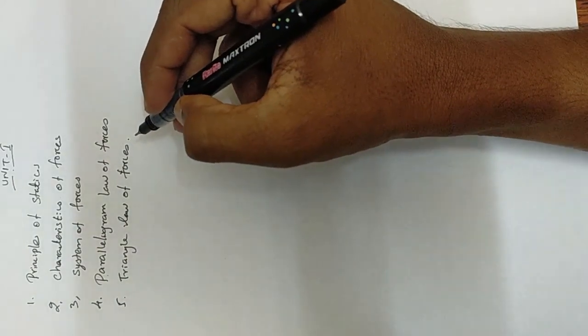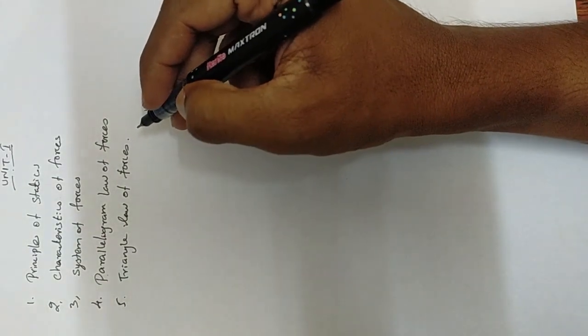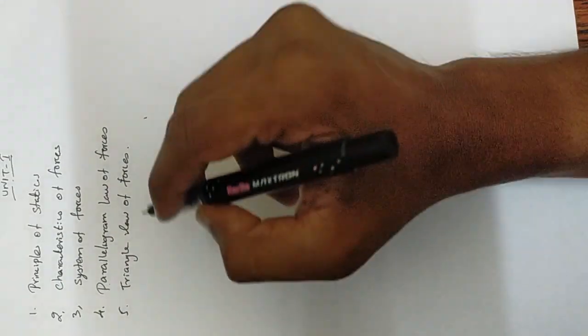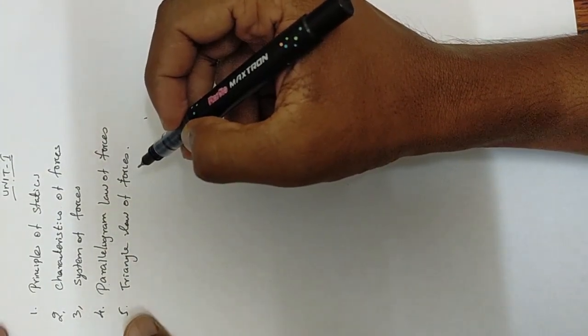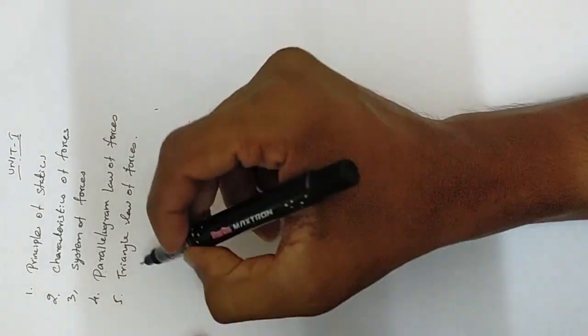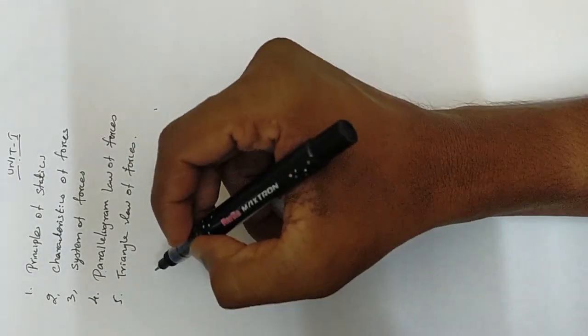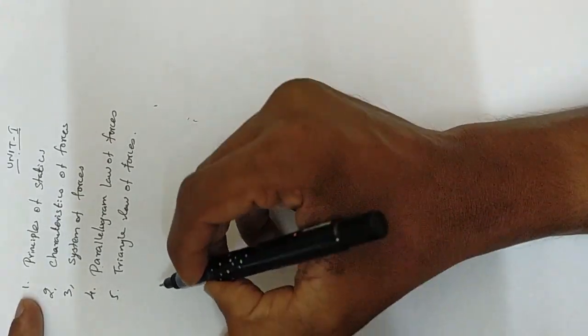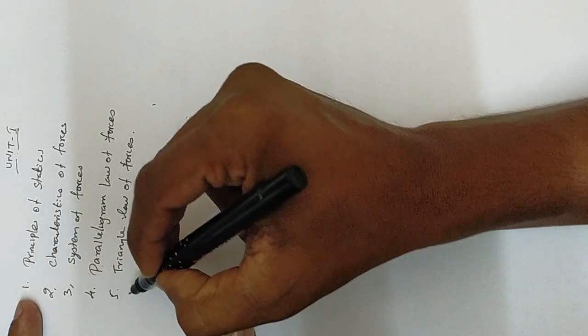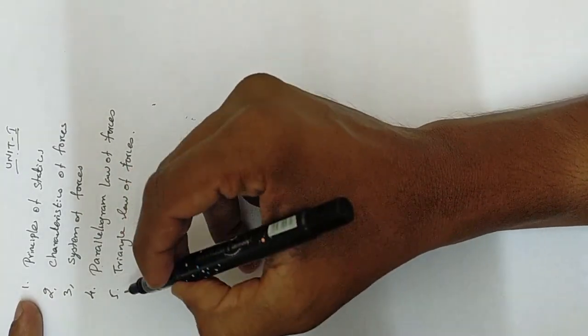Actually, I divide this unit into two parts. This is the first part of unit 1, so this time I mention the five important theory topics of unit 1. Now I am going to concentrate on the problems. First of all, we should find the resultant force of different kinds of forces.